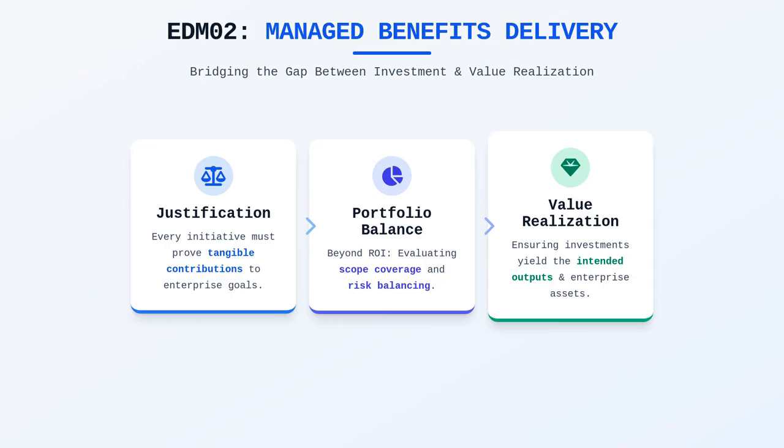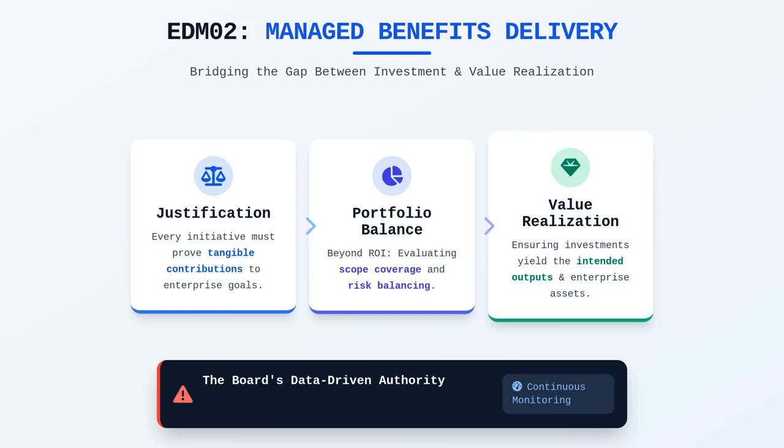It involves evaluating the portfolio of IT-enabled investments to ensure they cover the necessary scope and balance of risk. We direct management to monitor the progress of these benefits throughout the entire life cycle of an initiative. If a project enters the pipeline but fails to provide value, the board must have the data-driven authority to redirect resources or terminate the effort, thereby preventing the waste of precious enterprise assets.